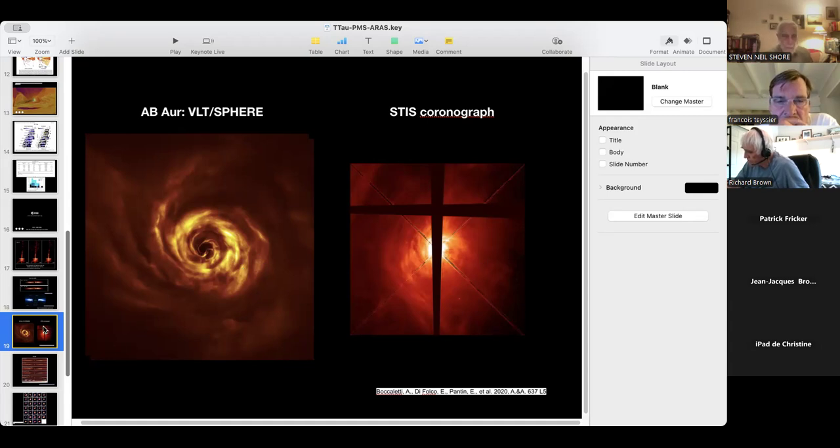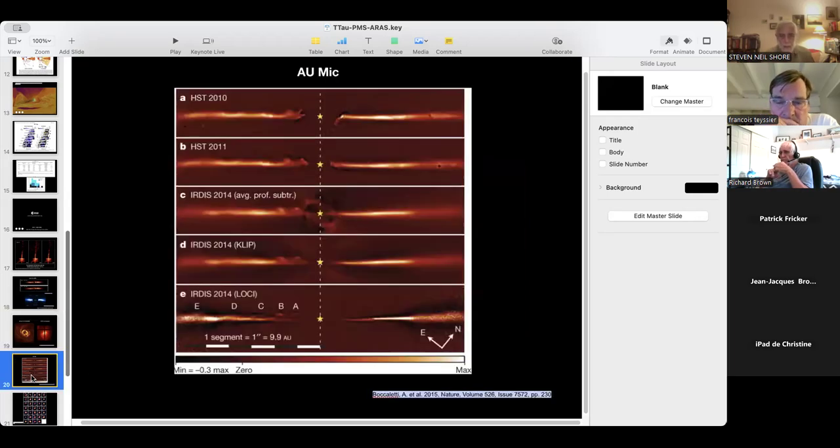Now, you won't be able to resolve this. This takes very high resolution, VLT or STIS, which has the HST resolution of less than a tenth of an arc second. But the lines that are formed in this, you're going to be able to see.